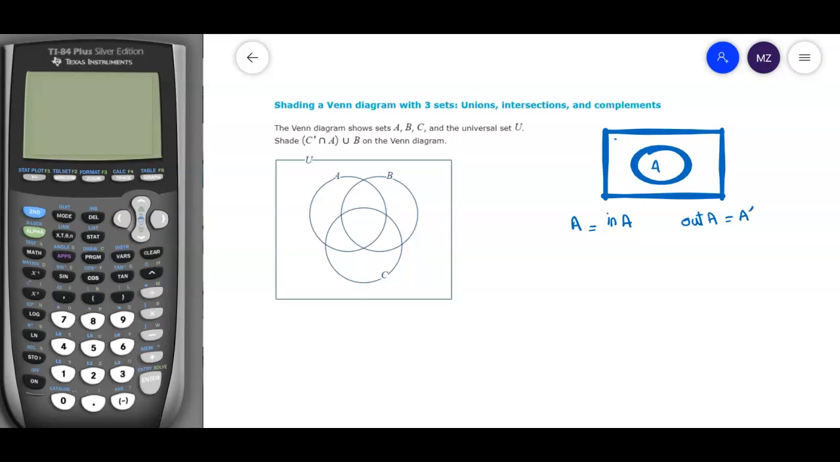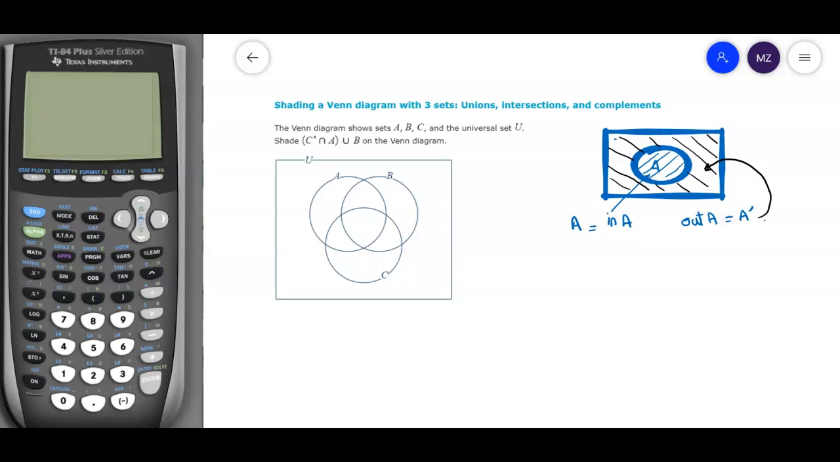So if I am in A, it means this shaded part. This part here is going to be in A. And if I am out of A, it's going to be the other shaded part. So out of A is going to be this outside. So that's the vocabulary I'm going to be using: in and out.